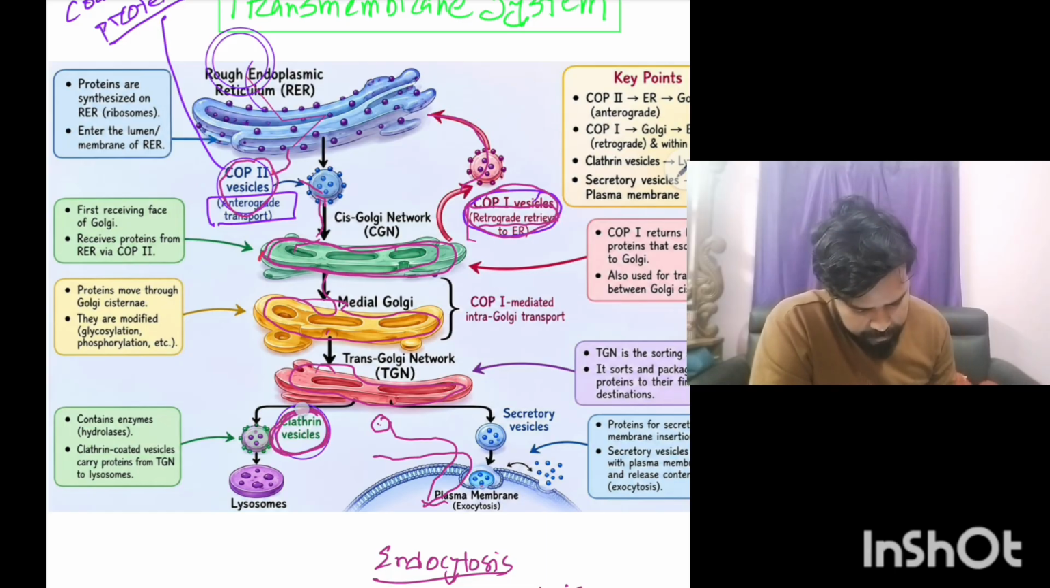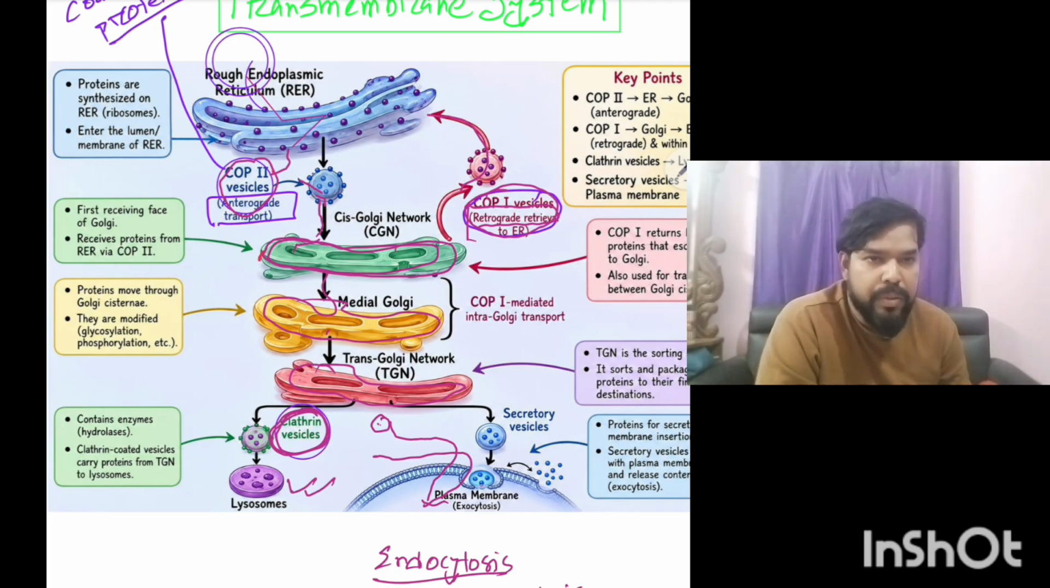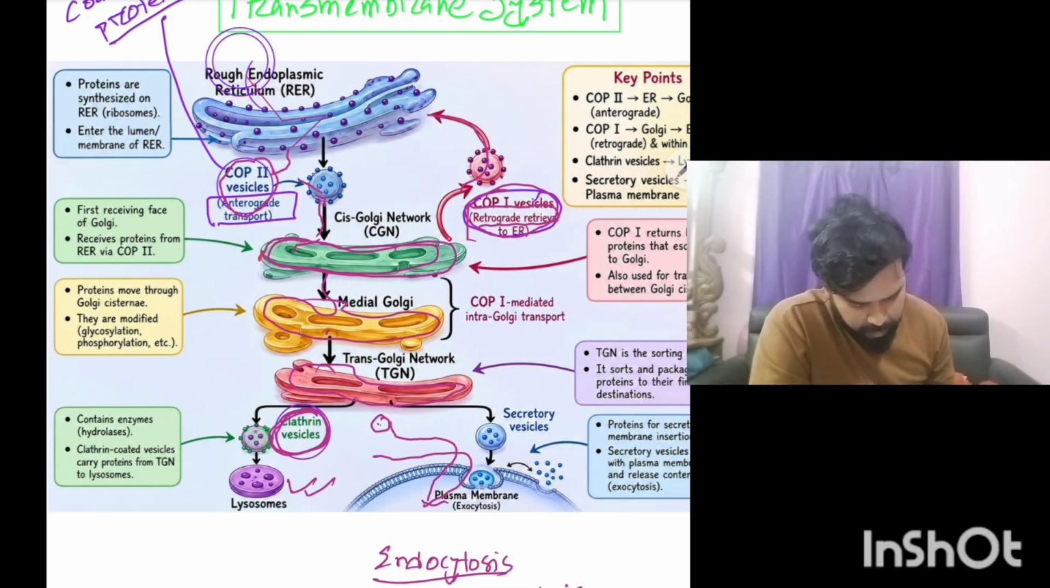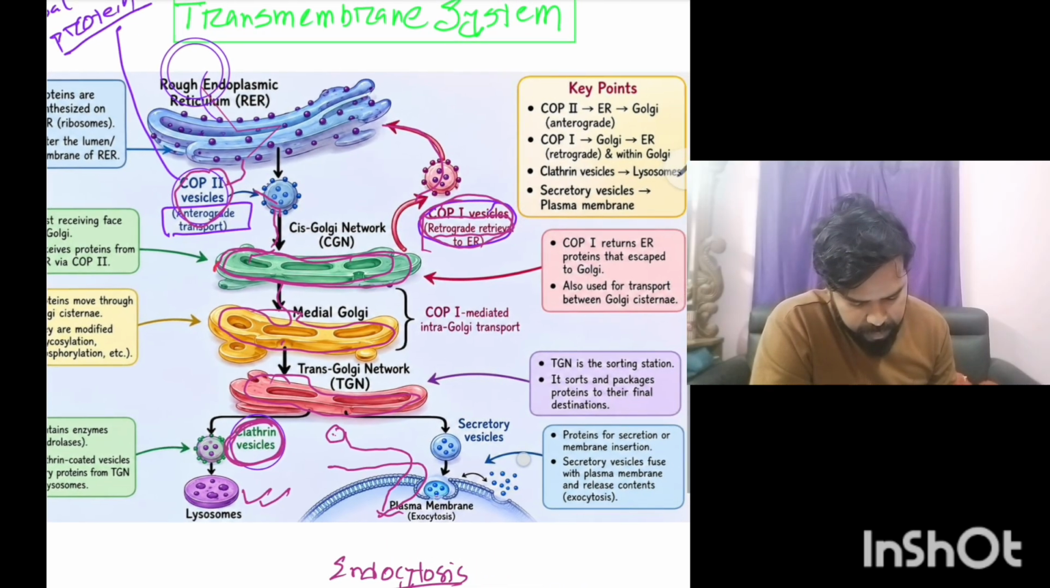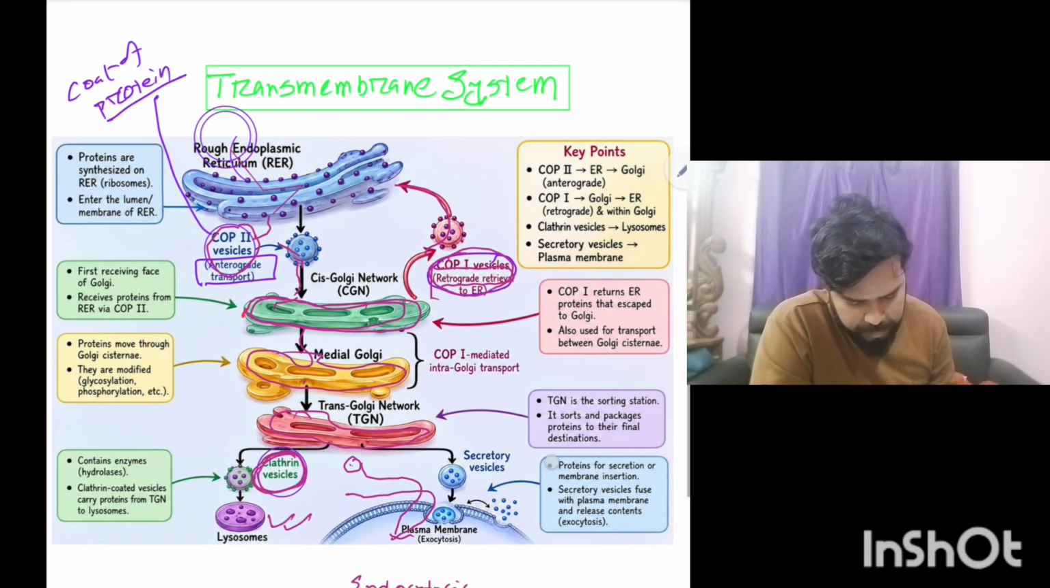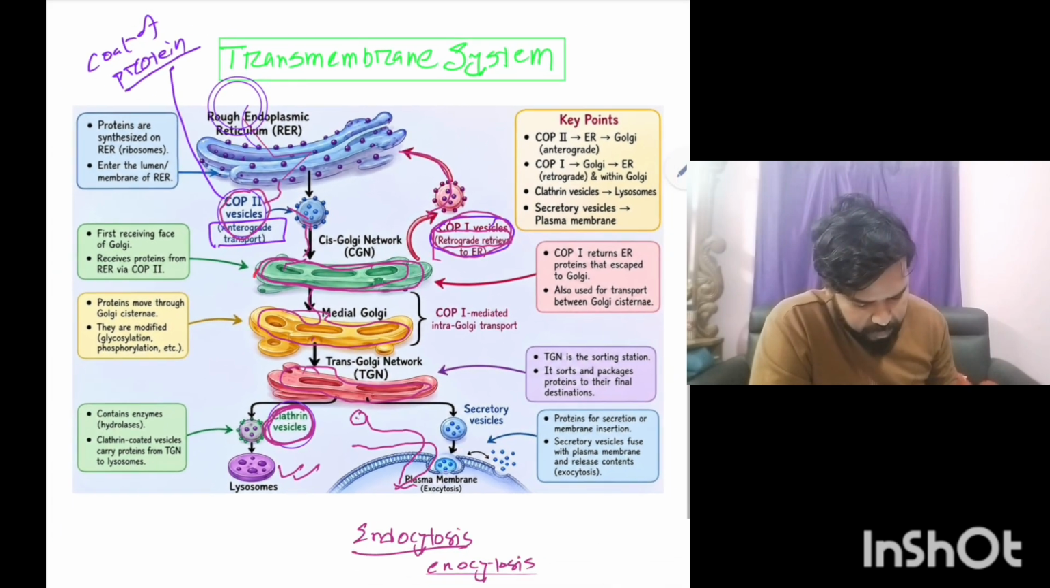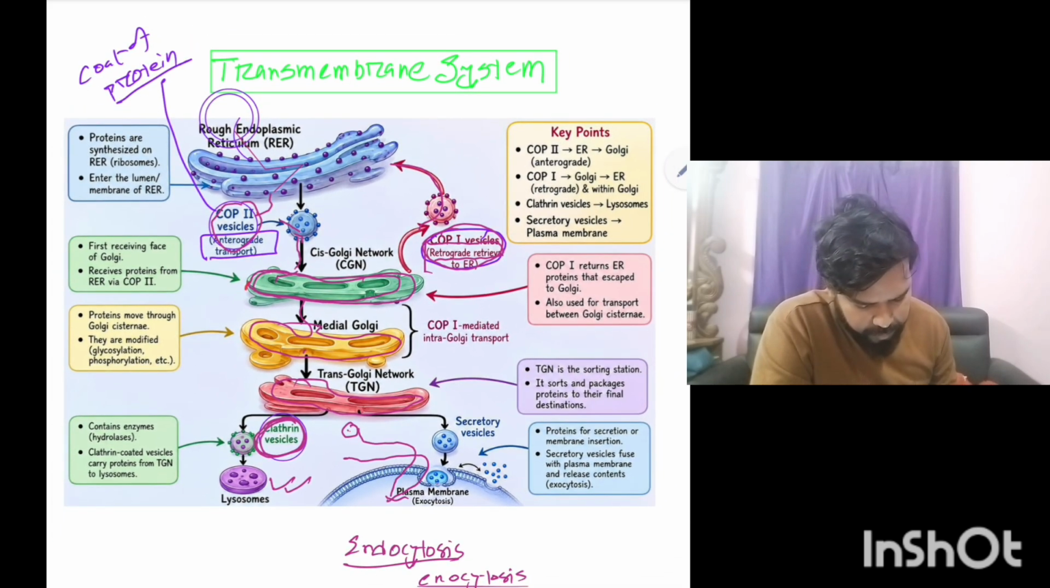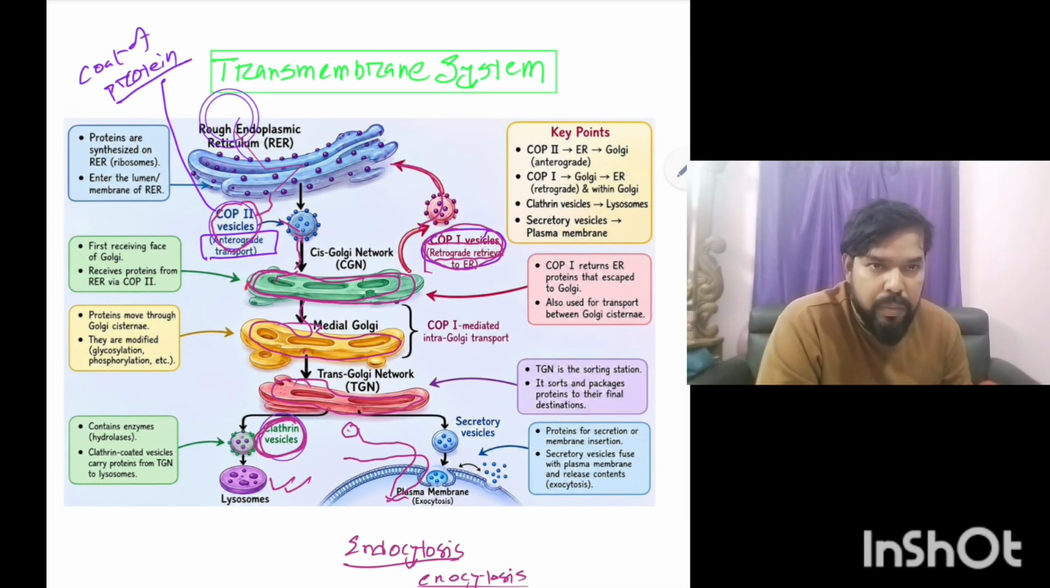Also these clathrin vesicles can form lysosomes. We know there are different types of lysosomes: autolysosomes, primary lysosomes, secondary lysosomes. On the basis of the functions and situations, the lysosomes will do the work. This is all about the transmembrane system. If the transmembrane system does not follow properly, then the GERL system also will not work properly.